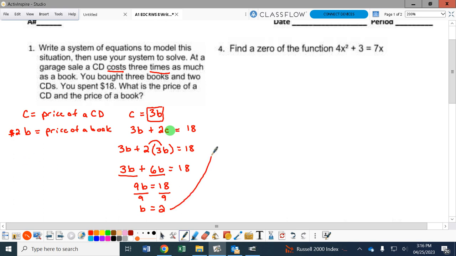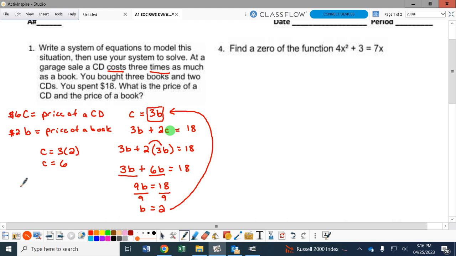We plug that back into the box because that's what the box is for, guys. And that's going to make it C equals 3 times 2, which means C equals 6. So the price of a CD is going to be $6.